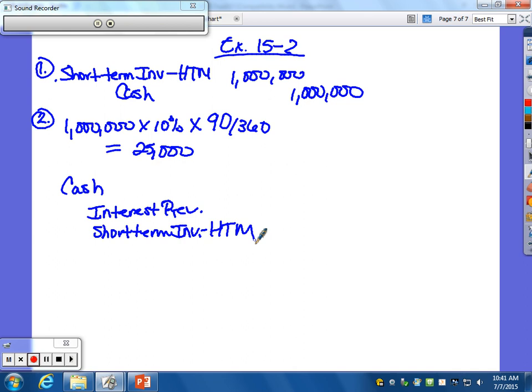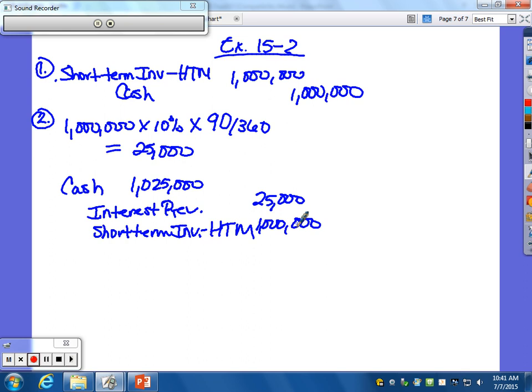Cash, we know that we received $1,025,000. Interest revenue was how much? The $25,000. And the principal of that short-term investment was $1 million.